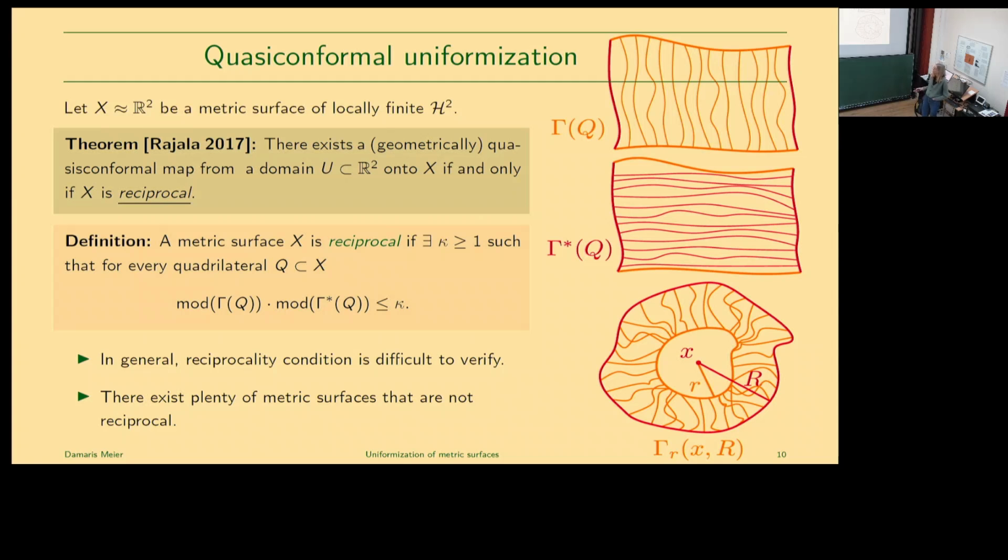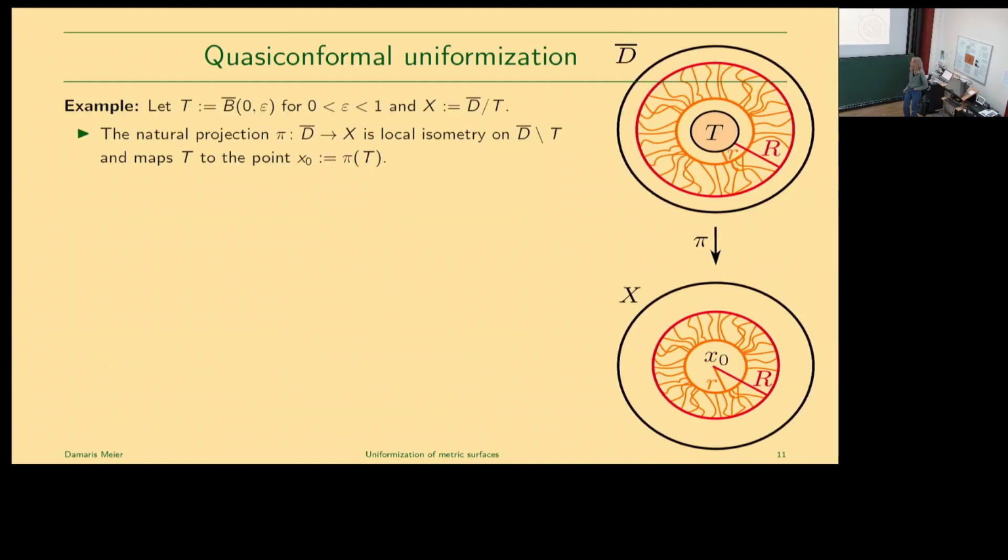And also there exist plenty of metric surfaces that are not reciprocal. And one of them I've actually already kind of shown you here. And we're going to have a closer look at that. So what we do is we take a disk and a small ball in the disk and we collapse this small ball. And then we can equip this space with the quotient metric.